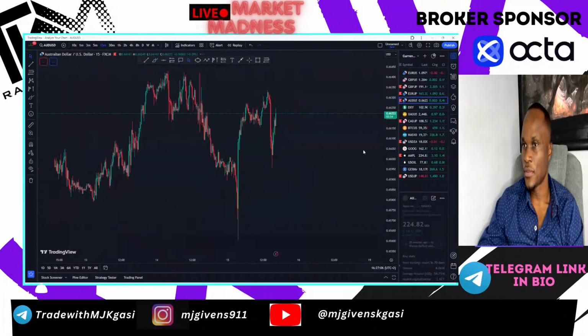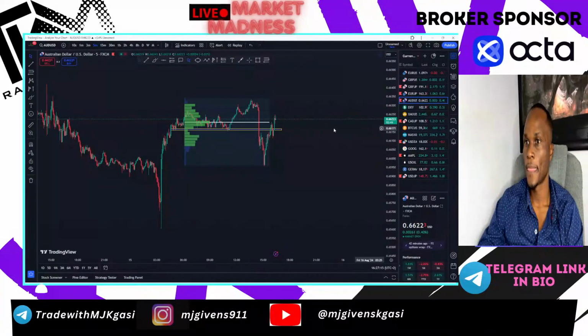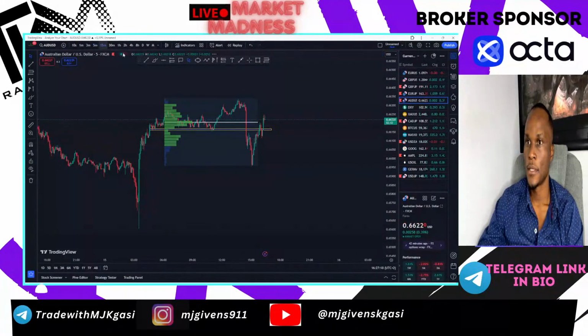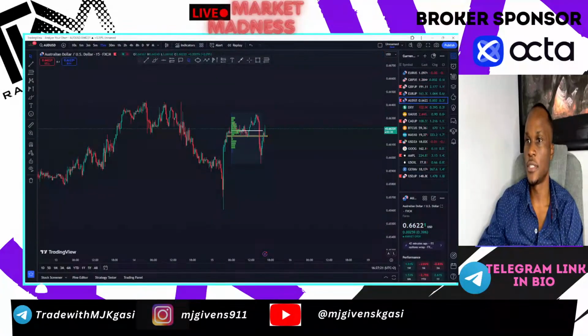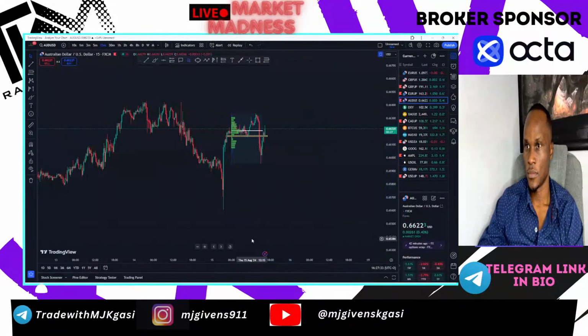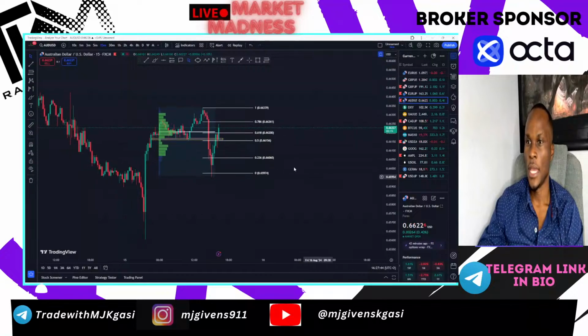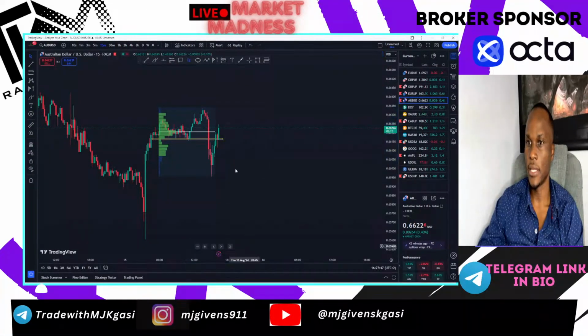Right, let me see my AUD trade. I need to remove this because it's misguiding me. AUD USD, I'm looking for buying opportunities there. This I can tell you, this is not 786. I can see it. This is not 786. This is 050. This might be 786 to the downside. However, I'm more of a buy than sell.